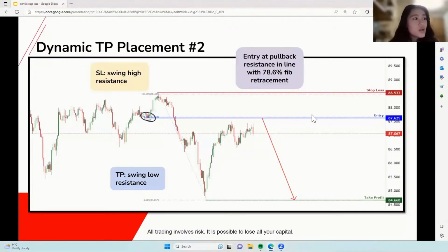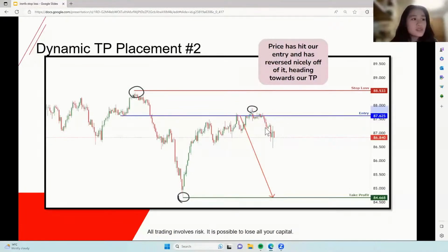Okay, so our stop loss is placed at the swing high resistance here, and our take profit is placed at the swing low resistance. And then if we take a look at our Fibonacci, we have the 78.6% Fibonacci retracement that lines up nicely with our entry level. So once again, this is a level for us to take note of. We can expect price to be attracted to this level here.